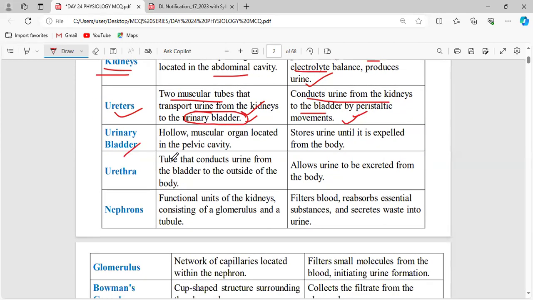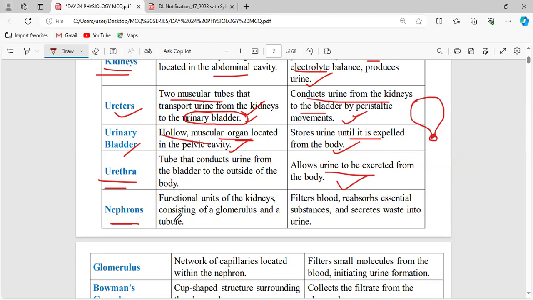Now, what is the urinary bladder? What is the structure of the urinary bladder? It looks like this. It is a hollow muscular organ located in the pelvic cavity. What is the purpose of this urinary bladder? It holds the urine for a temporary period of time until it is expelled from the body. The urethra is the place where the urine is finally excreted. It allows the urine to be excreted from the body.